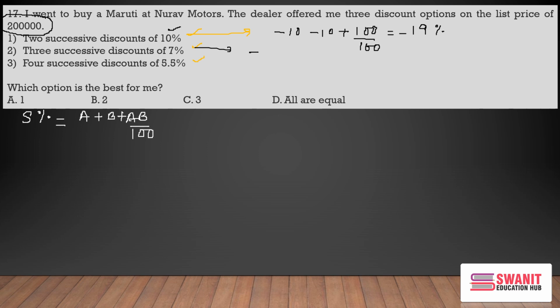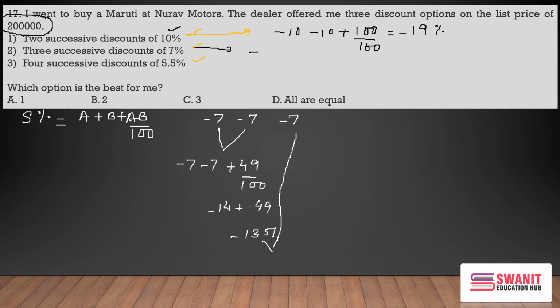7% and 7% and 7%, which means we are talking about 7, 7 and 7. Since it is a discount case, we put a negative sign. So first of all, we will apply successive percentage for 7 and 7. So it gives me minus 7 minus 7 plus 49 upon 100, which gives me minus 14 plus 0.49, which gives me minus 13.51.